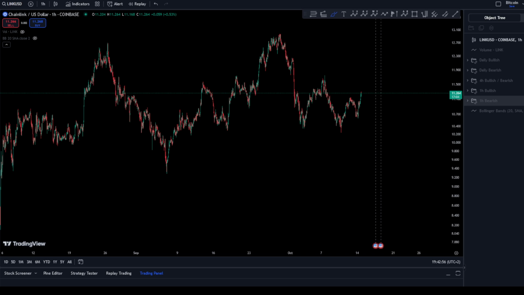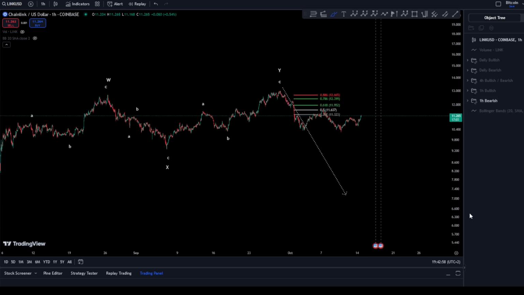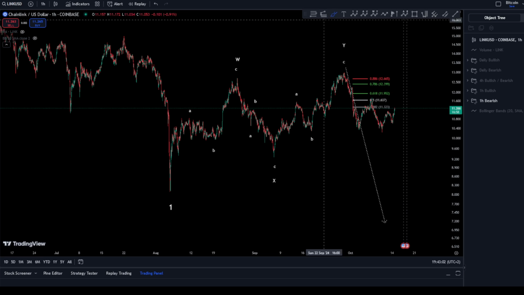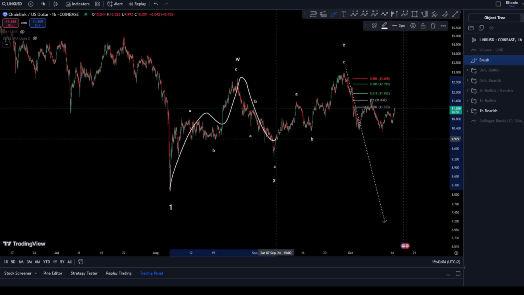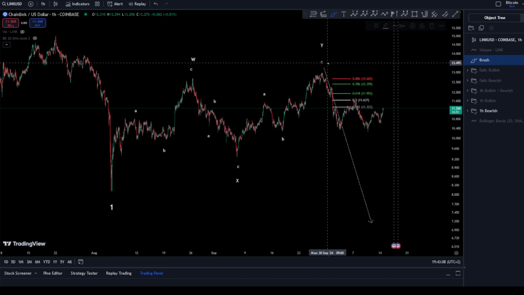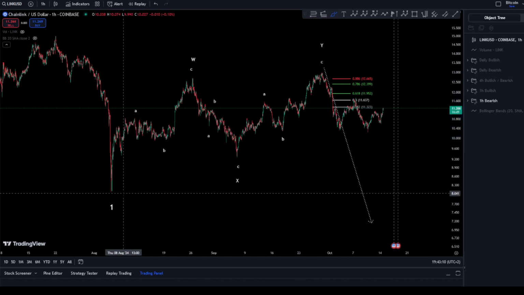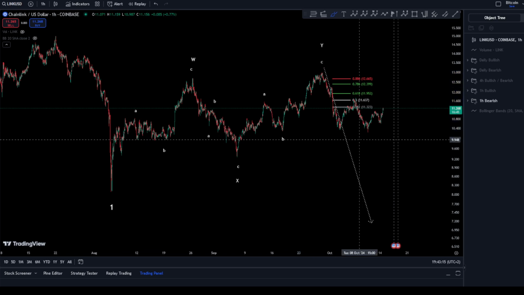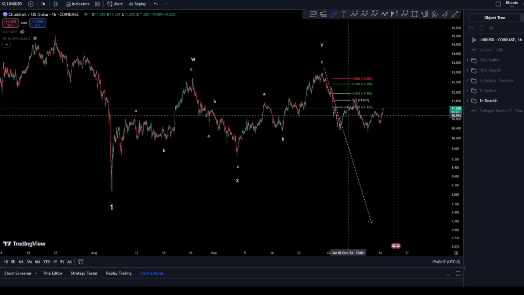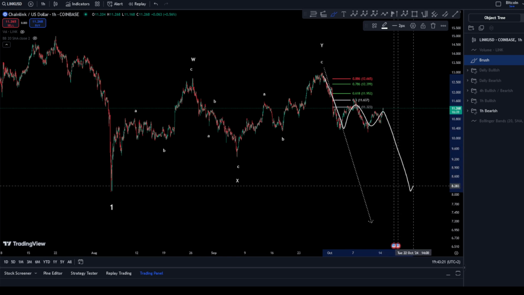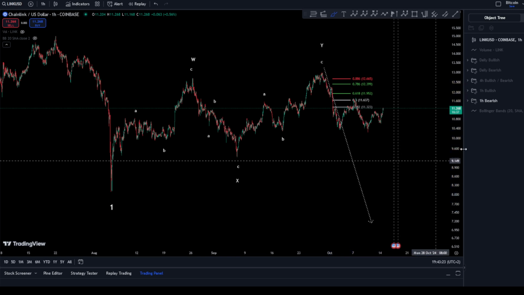On the Link, if we look here, everything looks like it is working very well, as we can see here a W and X and a Y, by the way. And then directly after this WXY, we are looking at an impulse and another impulse as well, finishing this as double 1-2, and probably that we move even lower.